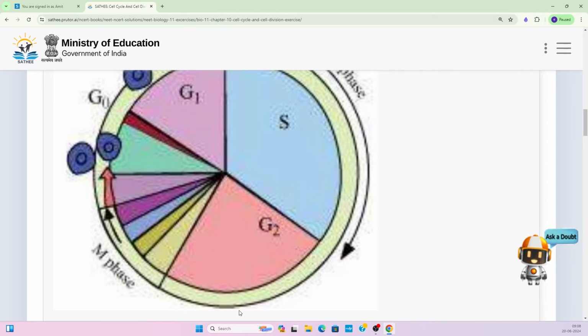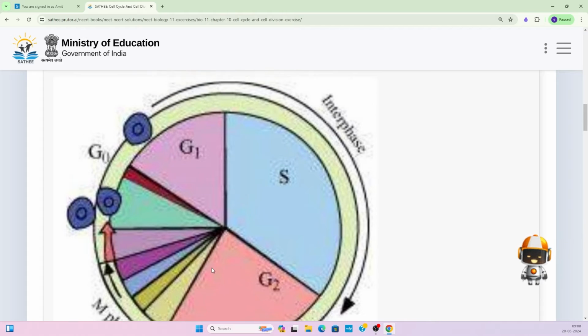And here you can see the M phase. So there is prophase, metaphase, anaphase, telophase, and then comes the cytokinesis process. So there is a karyokinesis and then there is a cytokinesis. So all these are the stages of the M phase. The M phase can be divided into karyokinesis and cytokinesis, right?